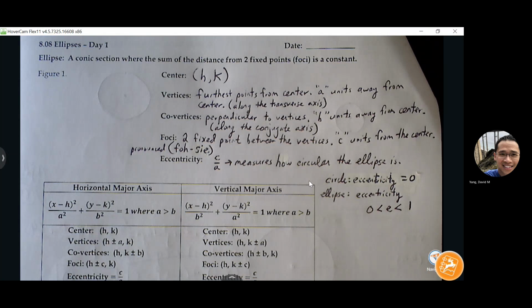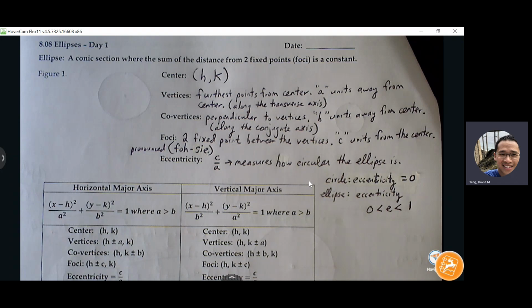Okay, so we're on page 16. We're going to start our next portion of our conics unit. So we'll be starting with ellipses today. So we'll have ellipses today and tomorrow and next Monday.